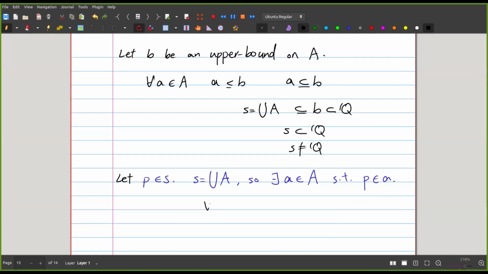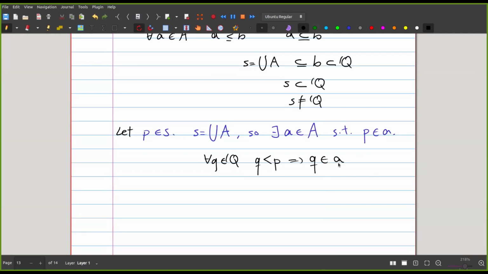So I know that for every Q in Q, if Q is smaller than P, then Q is also in the same cut A. But if Q is in this cut A, then Q is also in the union of my cuts, which is S. Okay, so I started with any element in S and I said whatever rational number that I take which is smaller than it is also going to be in S. So S has this property of cuts as well.